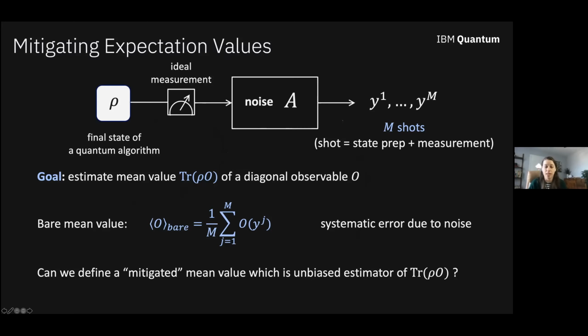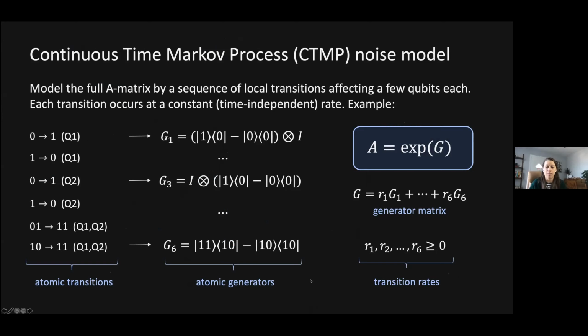So now the question is not how do we find those X outcomes, but how do we find a mitigated mean value, which is an unbiased estimator of our expectation value. And our proposal was to model the noise as a continuous time Markov process. This looks like A being defined as the exponent of a generator matrix, which is constructed out of these atomic generators and transitions that we can calibrate the transition rates for.